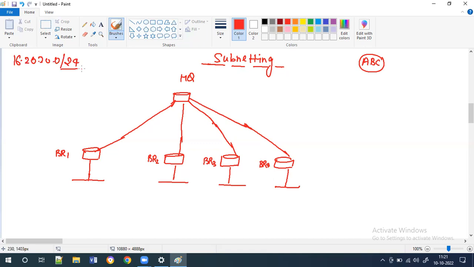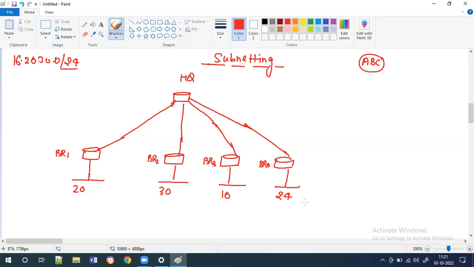And he's also saying that at the branch office, you have the requirement to sit 20 users. At branch office 2, we have the requirement to sit 30 users. Branch 3, you have the requirement to sit 10 users, and branch 4, you have the requirement to sit 24 users.